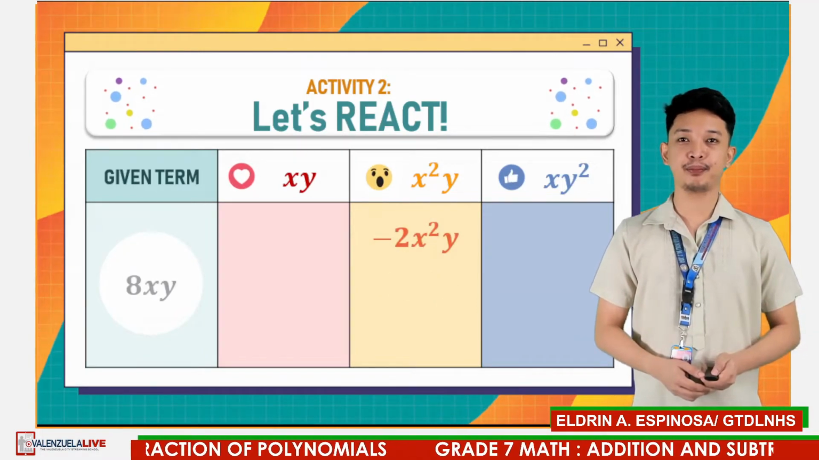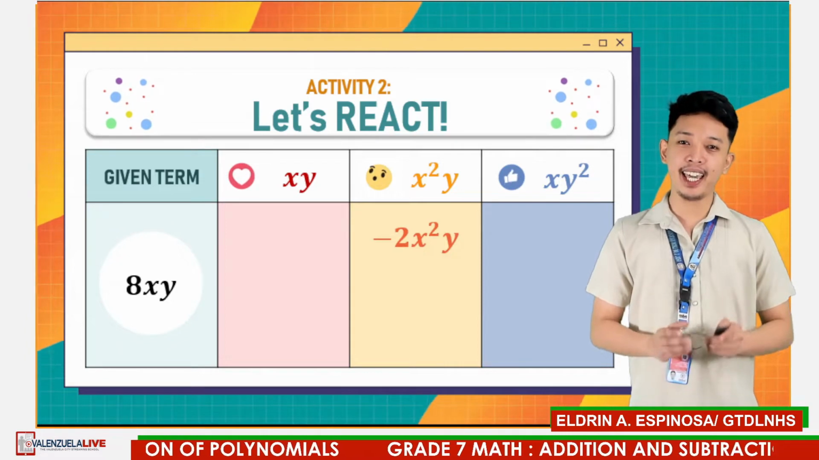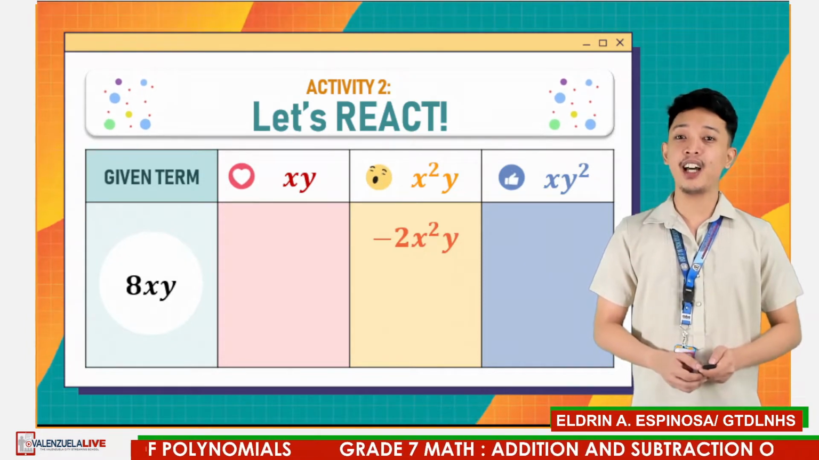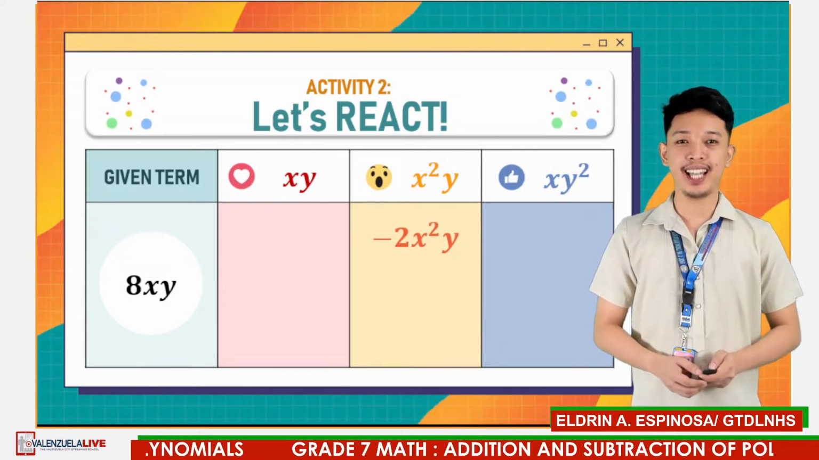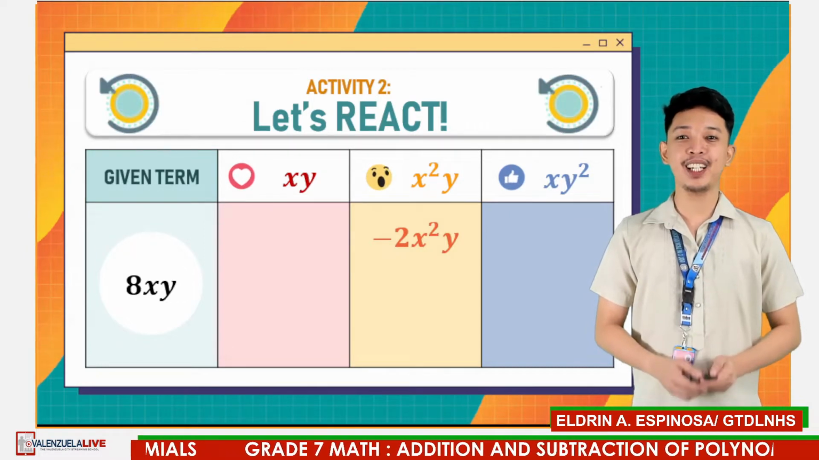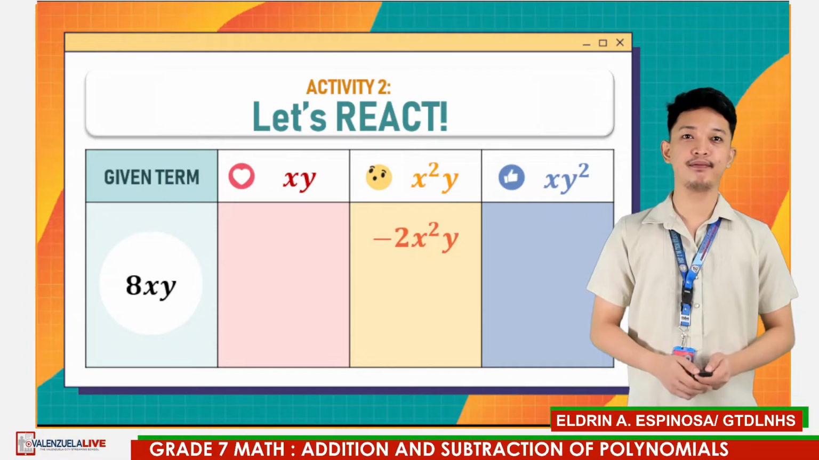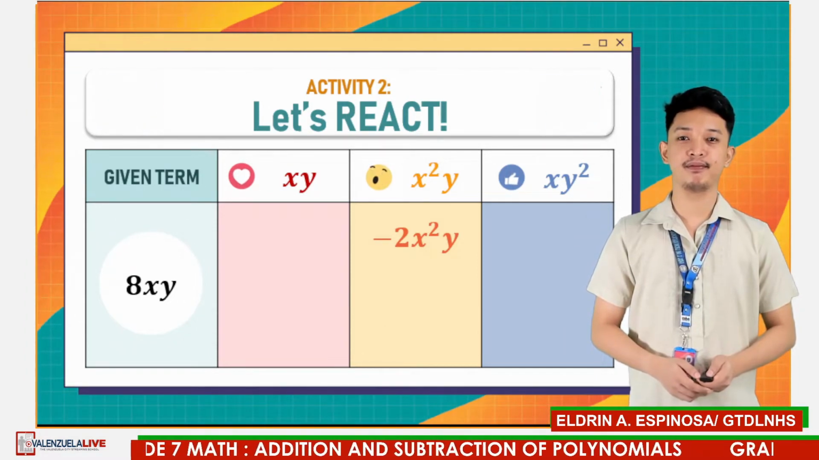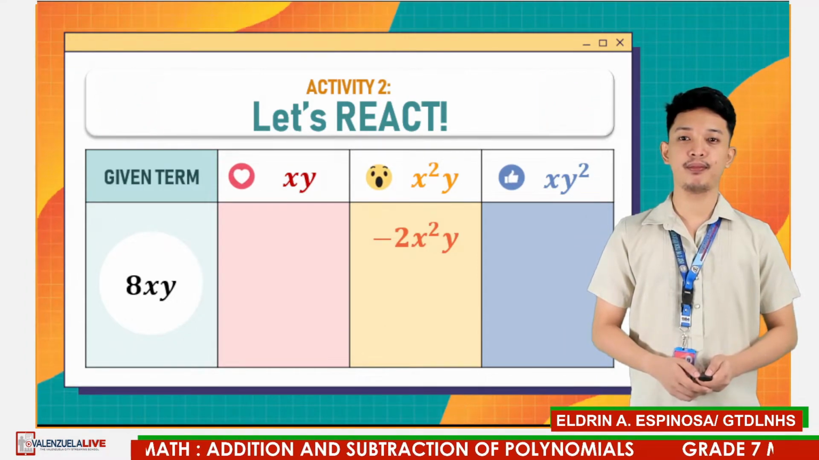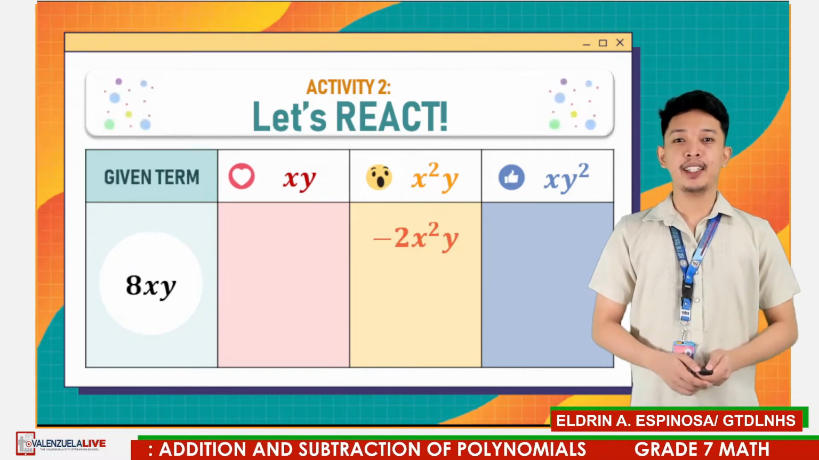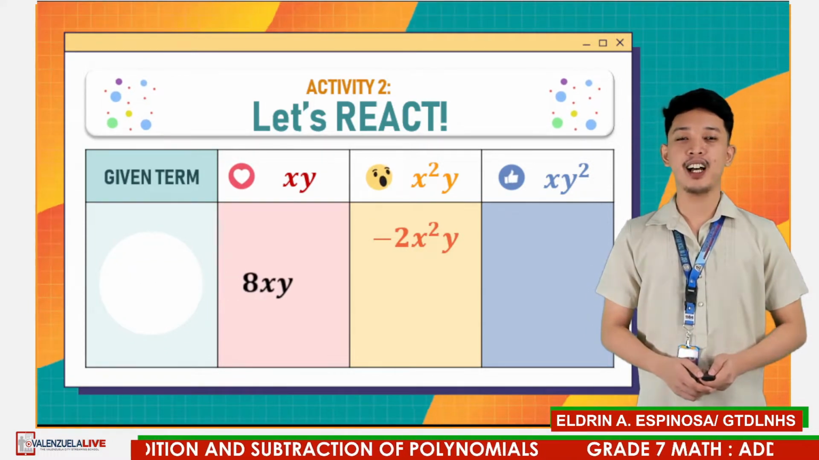Next term, positive 8xy. Is it heart, wow, or like? Let's react. Go! Very good. The correct answer is heart.